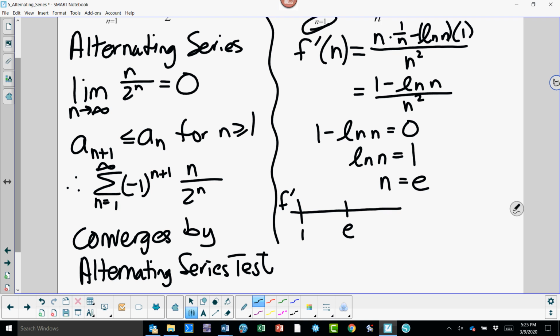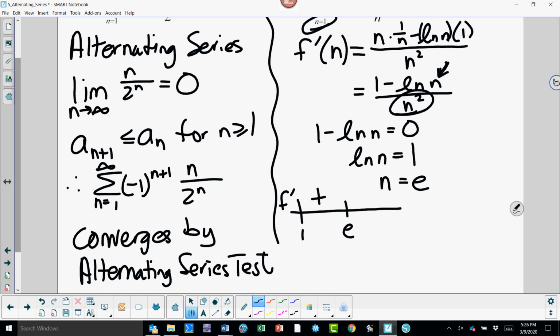So for f prime, if I go between 1 and e, if I plug in a number between 1 and e, something for n like 2, you're going to have ln of 2. Well, that's going to be a number definitely less than 1, because ln of e is 1, so numbers less than e are going to make that thing less than 1. So you have 1 minus something less than 1 over 2 squared, if that 2 is the number we try, so we're going to get positive here.